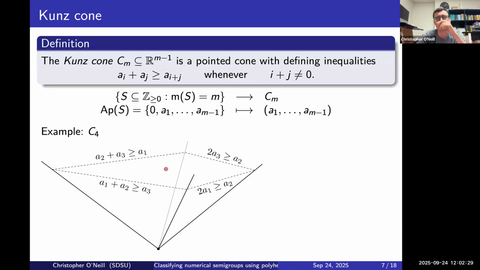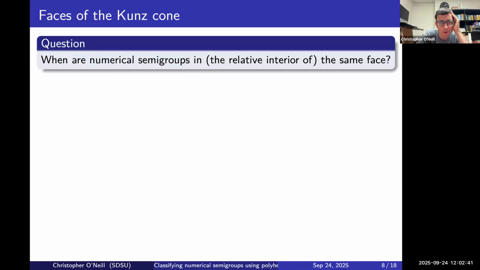All right. And again, each numerical semigroup whose smallest generator is 4 is going to correspond to a point somewhere inside of here. Maybe it's in the relative interior. Maybe it's on this back left facet back there. Maybe it's sitting on this ray, but somewhere in there will be a point that corresponds to that semigroup. All right. So the question I want us to think about then is when do 2 numerical semigroups live in the relative interior of the same face?